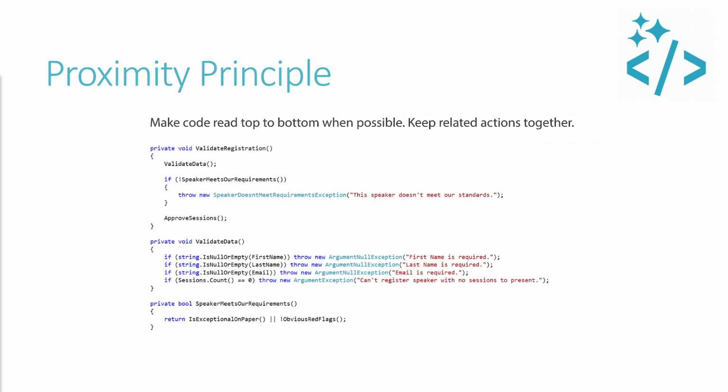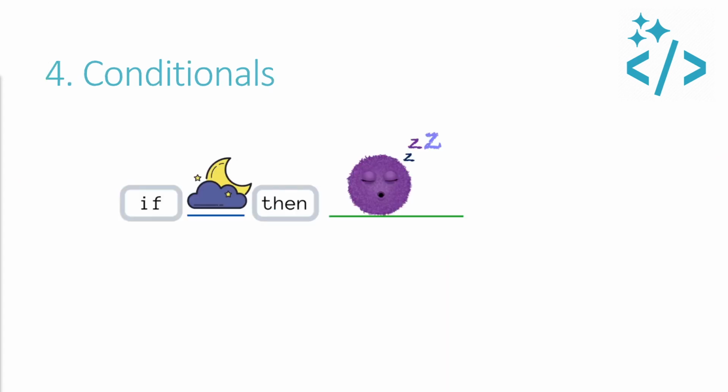Next, we have this proximity principle. The code which we are writing should be read from top to bottom. So the first method is a validation, and this calls other methods. For example, here we have the validate data and another requirement. So it should be written from top to bottom.